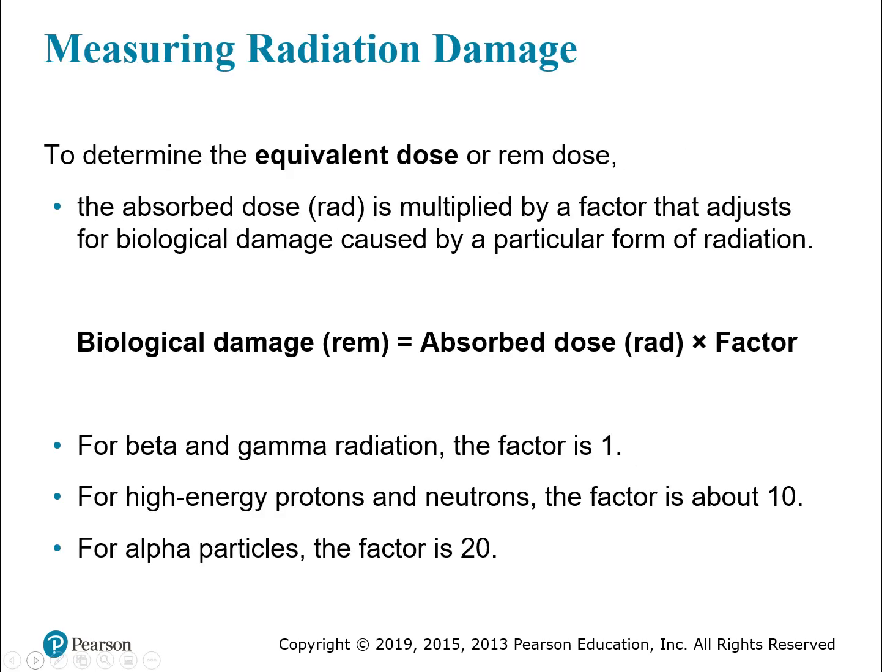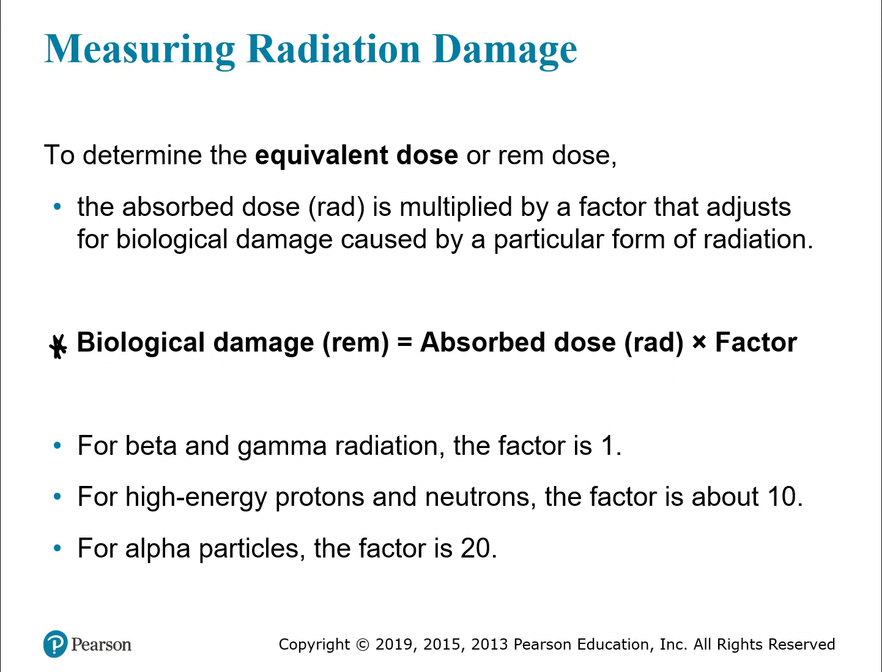To determine the equivalent dose, or the REM dose, you take the absorbed dose, which is the rad, and multiply it by a factor that adjusts for the biological damage caused by that particular form of radiation. So depending on the particle, that factor will be big or small. You'll want to be familiar with this equation. It'll be provided for you on your equation sheet, so you don't have to memorize it, but you do need to know what each piece means.